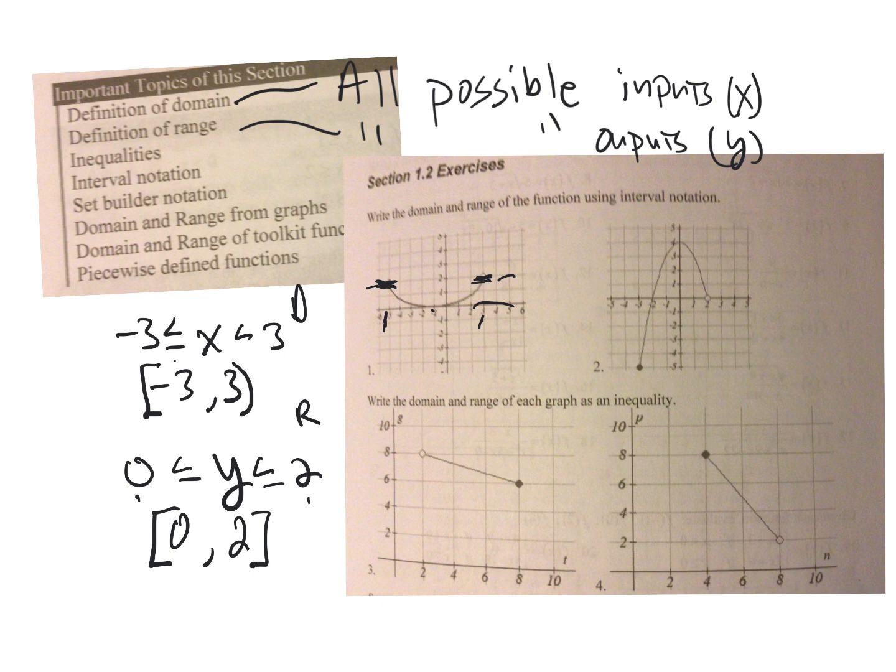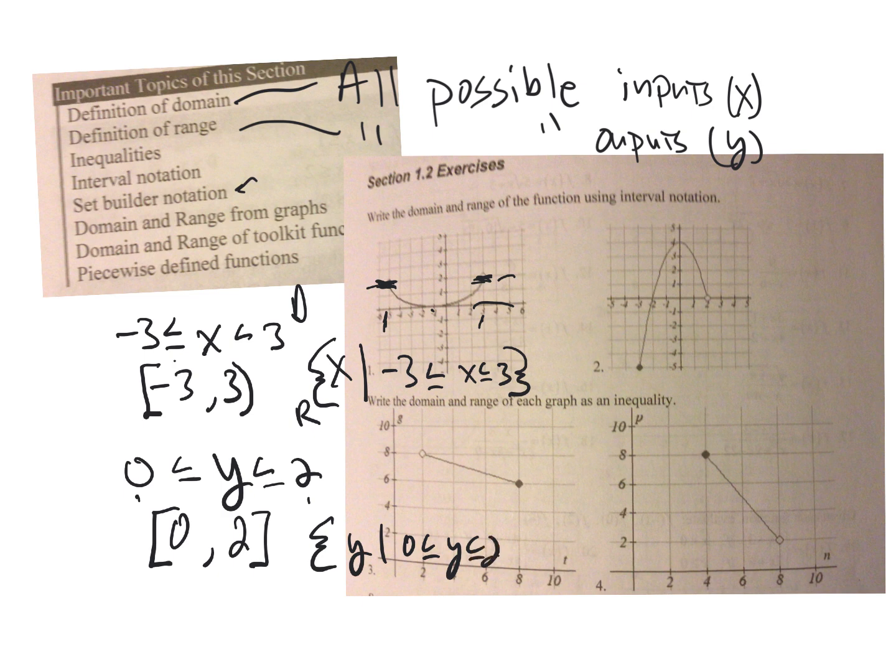Okay, then the last one, which can be useful, though I'm not going to stress it in this course, is set builder notation. All set builder notation is, is it takes the inequality and you add a little piece to it. So you say x such that, then you write the inequality: -3 is less than or equal to x, which is less than or equal to +3. And then you usually put curly brackets around those. For the range, we'd write y such that 0 is less than or equal to y, which is less than or equal to 2.